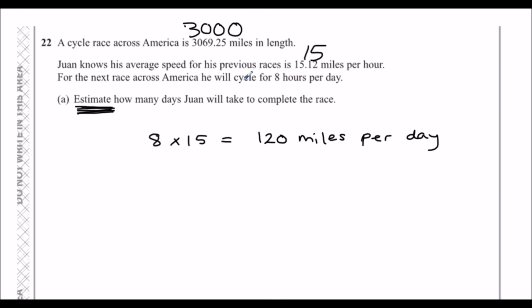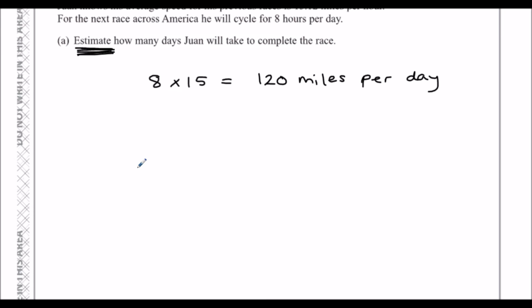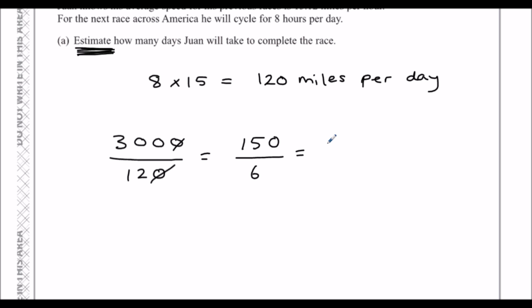And he's got 3,000 miles to do. So 3,000 miles, 120 per day. So how many days? So 300 over 12. If I half top and bottom, that would be 150 over 6. Half again, 75 over 3. And how many 3's going to 75? That is 25. 75 divided by 3 is 25. So it's 25 days.